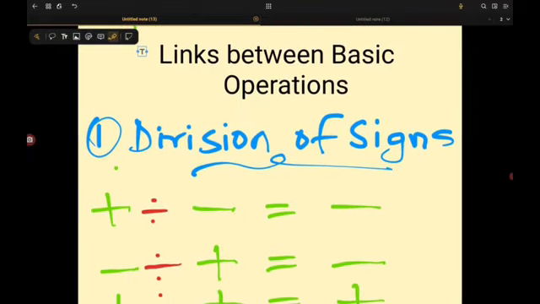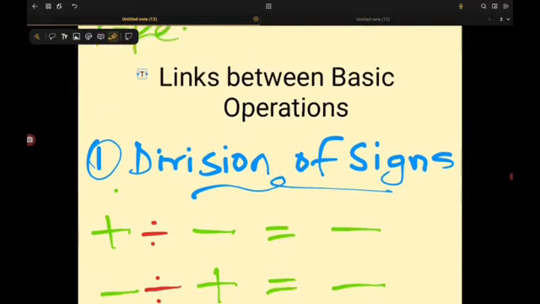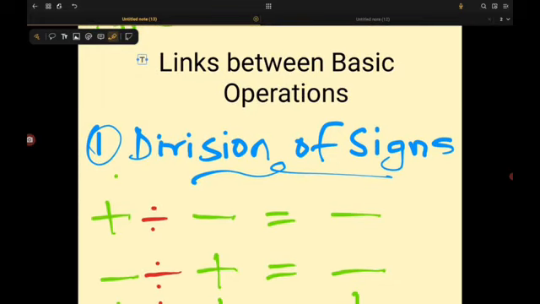Links between basic operations. We are there. So please, I want you to concentrate. Please give me 100% concentration on this one I want to explain, because this is everything I've been saying in the past 5 to 10 minutes. The reason why I've been saying it is where we are now.